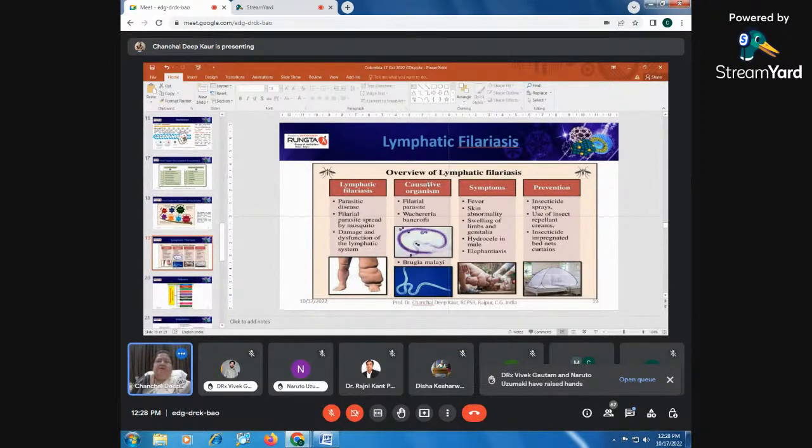So here, the main causative organism is the filarial parasite, which is Wuchereria bancrofti and Brugia malayi. And what are the main symptoms you would be seeing? You would be seeing fever, skin abnormalities, swelling of limbs and genitalia, and hydrocele in males, elephantiasis. Then prevention is by insecticide sprays, use of insect repellent creams, and insecticide impregnated bed nets and curtains.